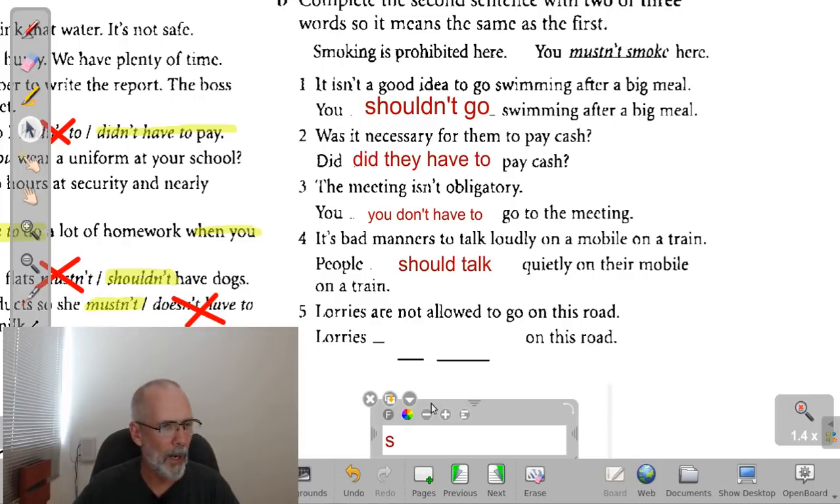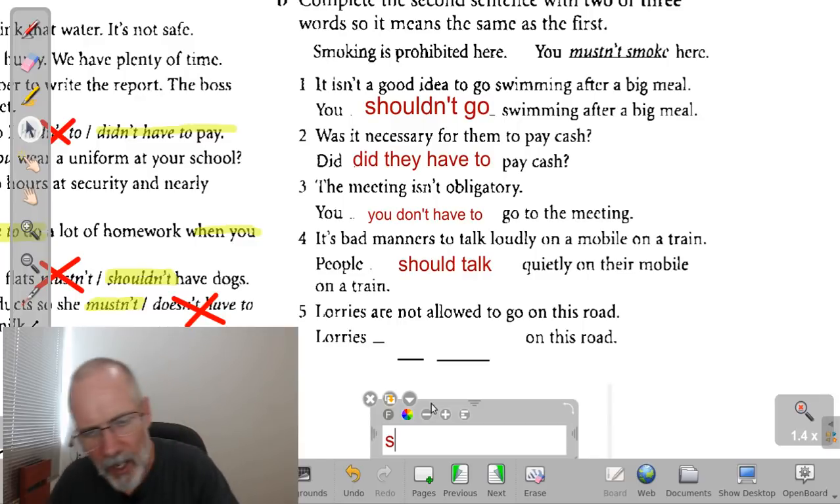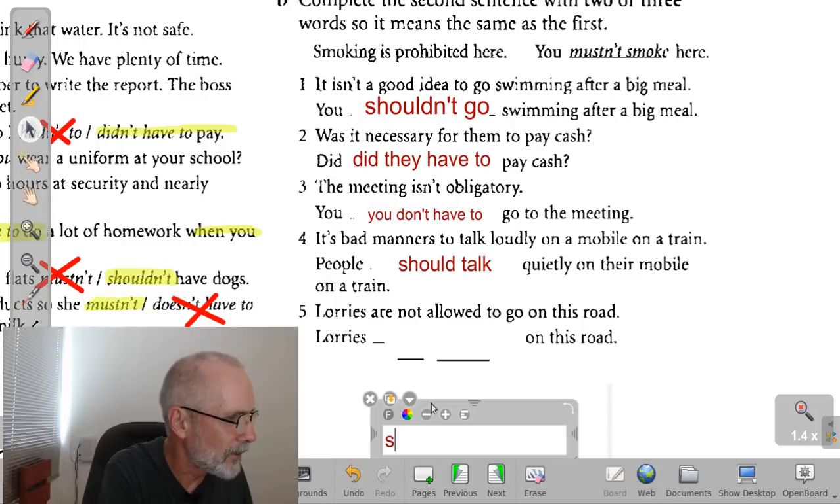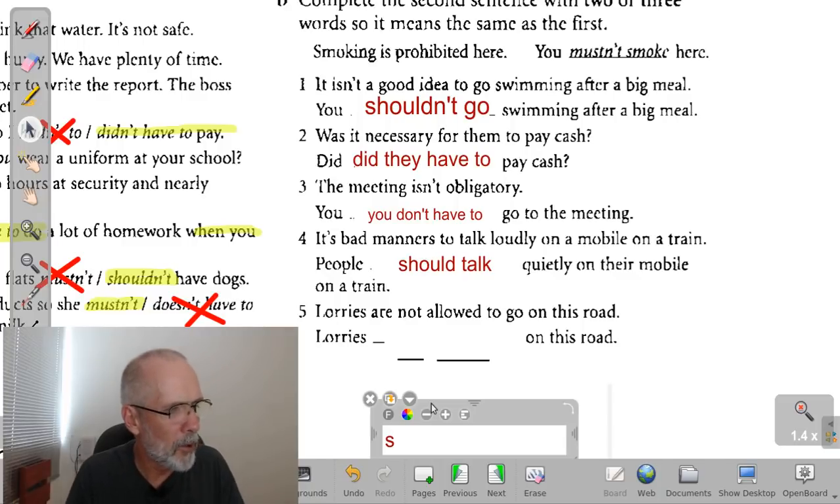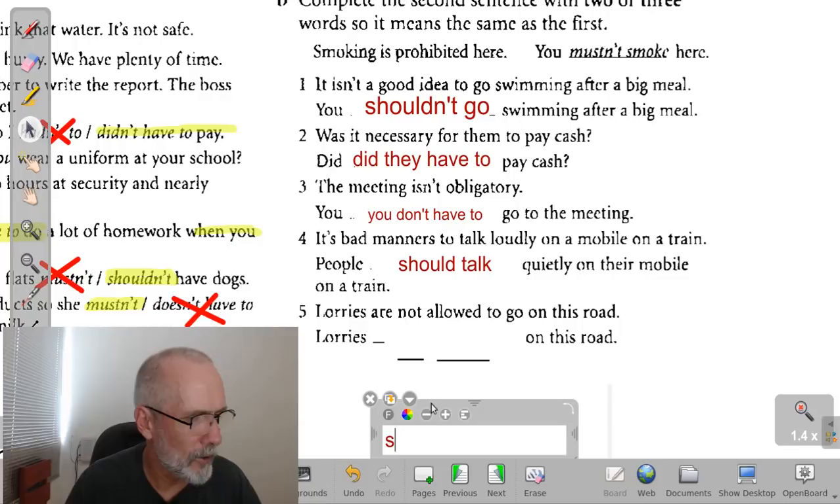Prohibition. How do we talk about prohibition in English? What do we need to say? Has anybody got the right answer? We've got 2 minutes to get the right answer to the last question. It doesn't look like it. Don't have to? No, don't have to means it's not necessary. I don't want not necessary. I want prohibition. They cannot. They are not permitted. Who's been paying attention to this class?